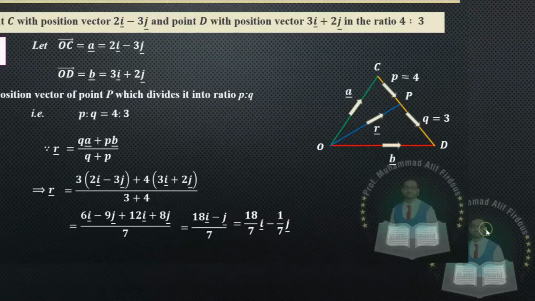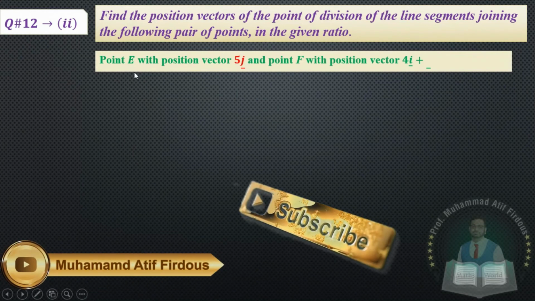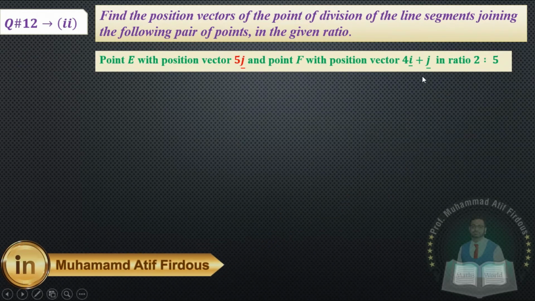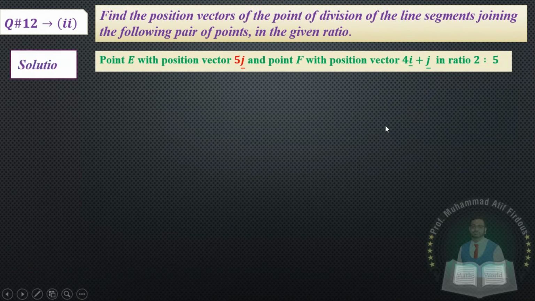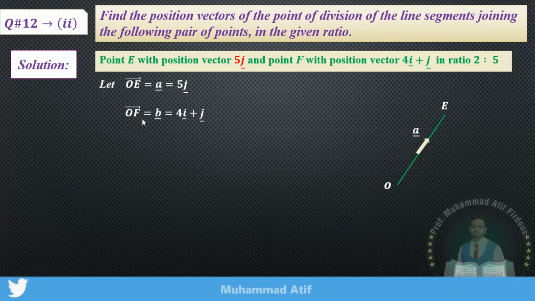Any problem? Now I am going to solve your question 12, part 2. Again, you have to find the position vector. This time 2 points are given, a point E having position vector 5j and point F having position vector 4i plus j, and the ratio is 2:5. So same question, we suppose that OE vector is equal to A having position vector 5j. So draw OE having position vector A, which is equal to 5j, and point F. So OF is equal to B, having position vector B, which is equal to 4i plus j.